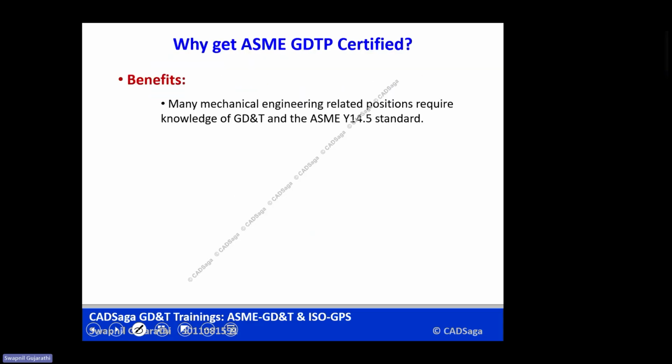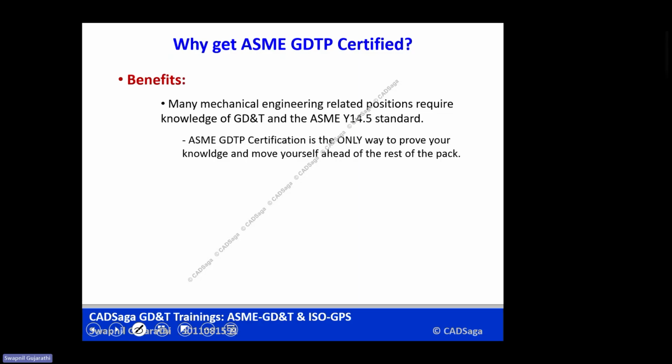Now, why get GDTP certified? Again, these are benefits listed by ASME. Many mechanical engineering related positions require knowledge of GD&T and Y14.5. This certification is the only way to prove your knowledge and move yourself ahead of the rest of the pack. Because when you have this certification, there is no need to prove. If somebody wants to search your name on asme.org, he will find in the list of certificate holders that okay, Swapnil is there, or Swapnil is not there, right? Like this, you can be found there as well.